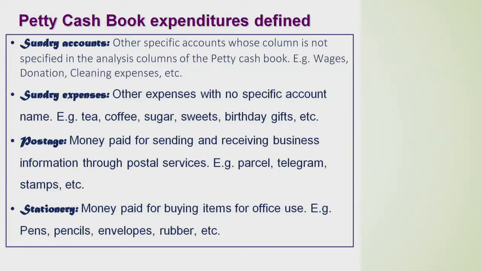Okay, these are some of the expenditures which we are going to use in our petty cash. We have sundry accounts, sundry expenses, postage, and stationery. When you are going to do your petty cash, you should know which transaction falls under postage, which under stationery, which under sundry expenses, and so on. Sundry account covers other accounts whose column is not specific in the petty cash book, for example wages, donations, cleaning material, and all the general expenses. They must be recorded or posted under the sundry account.